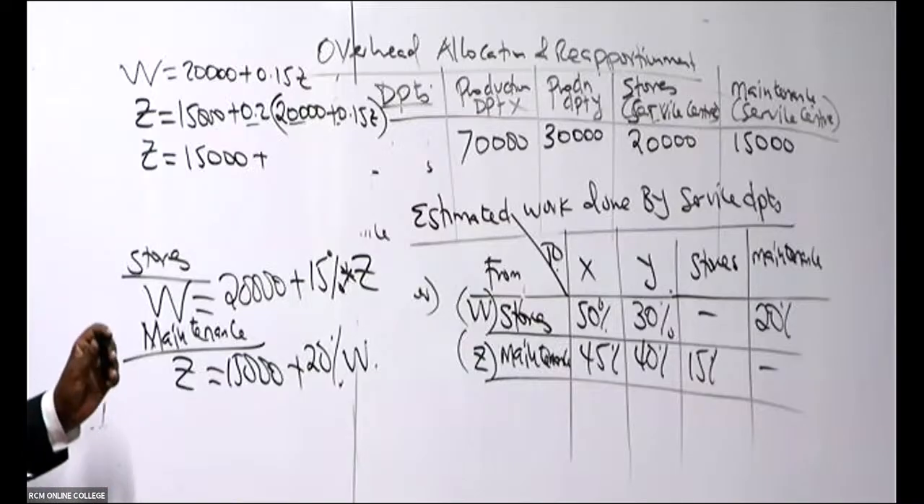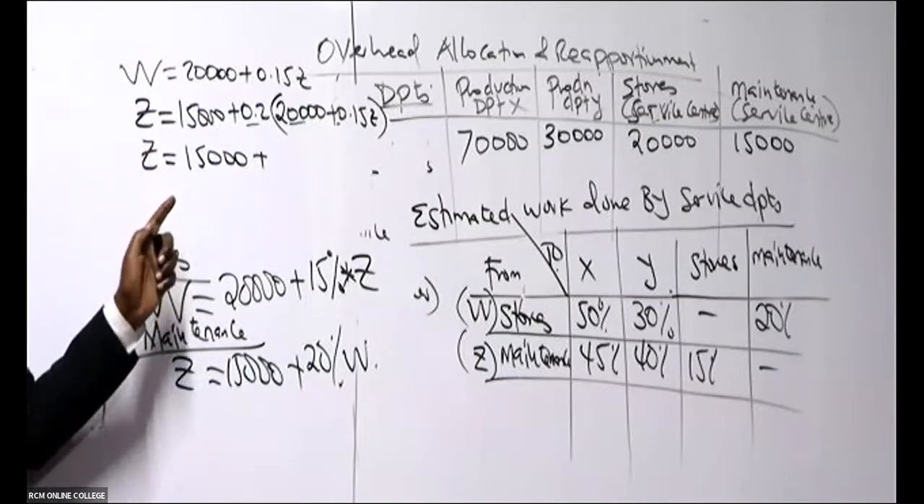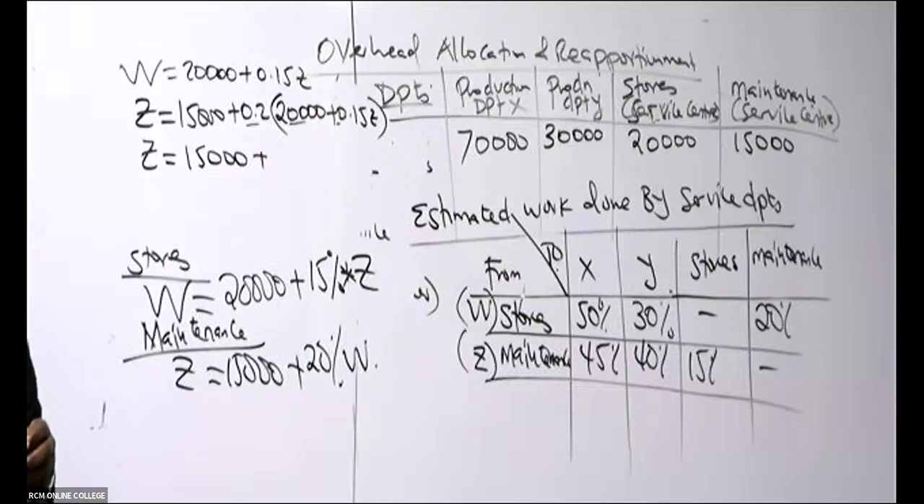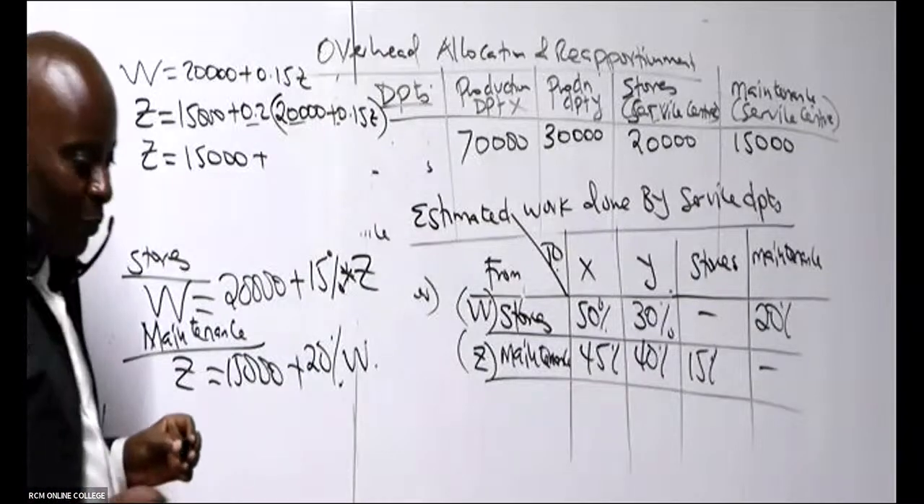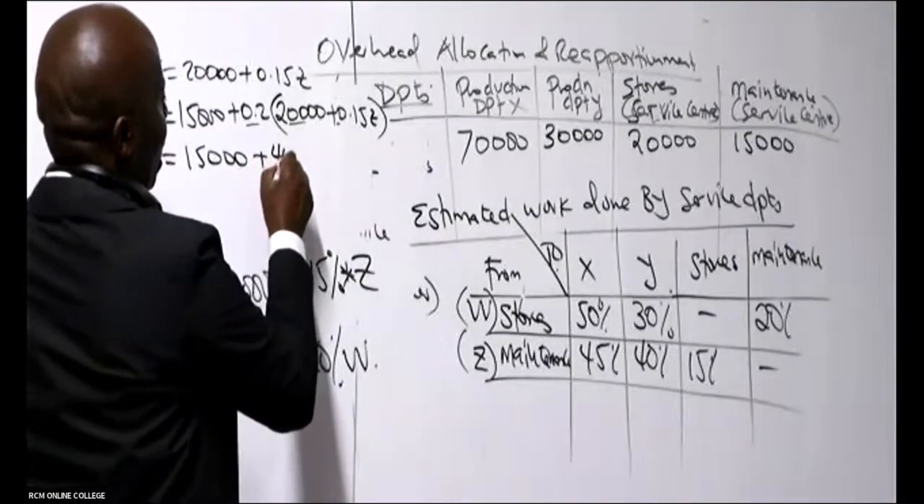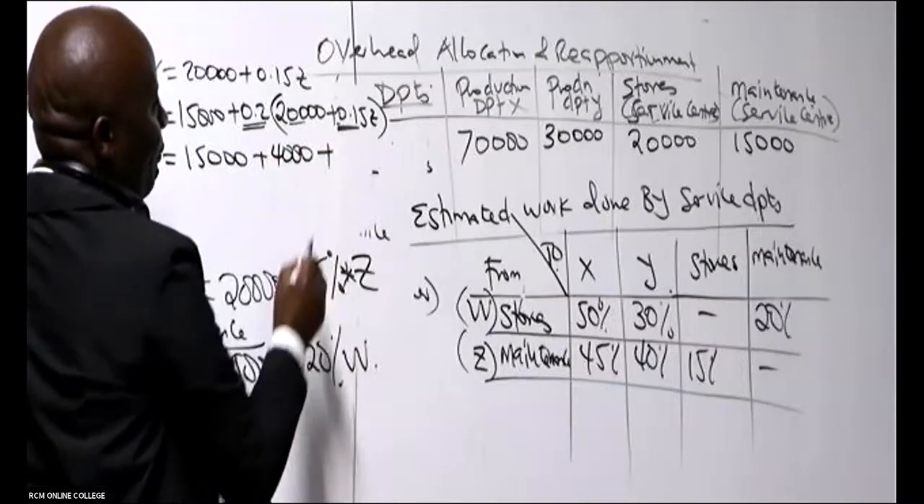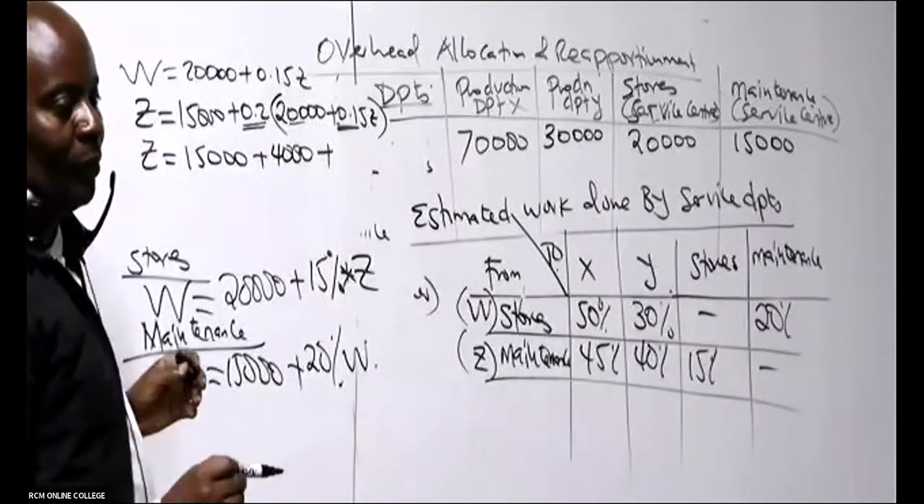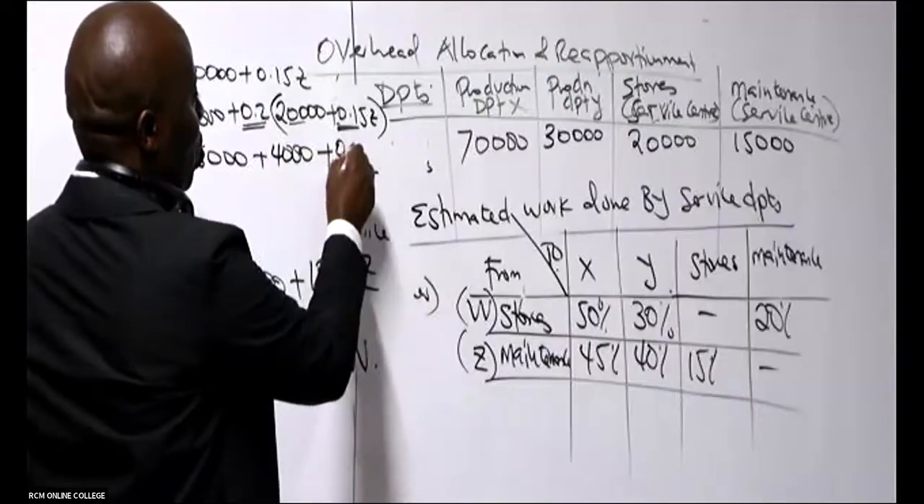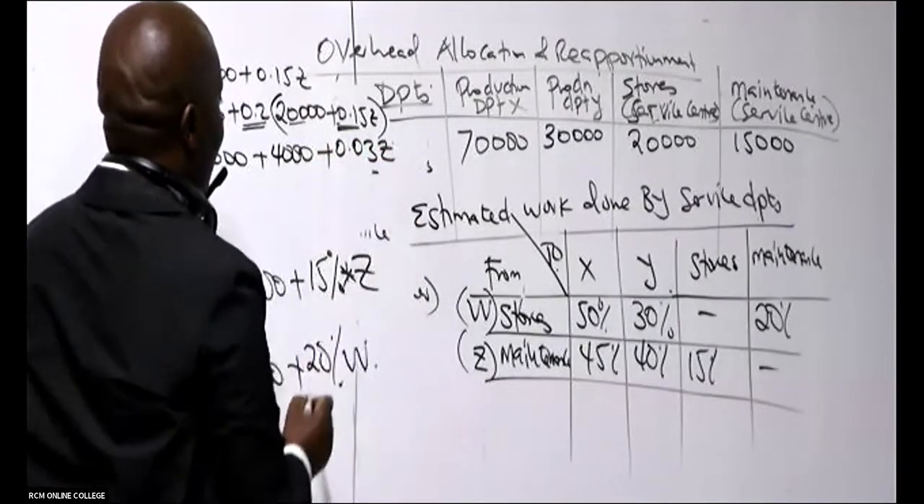Blah, blah means multiply, isn't it? So 0.2 times 20,000, that gives me what here, somebody? 0.2 times 20,000, that gives me 4,000, isn't it? 4,000. Plus, how about 0.2 times 0.15? 0.03. 0.03 Z, like that.